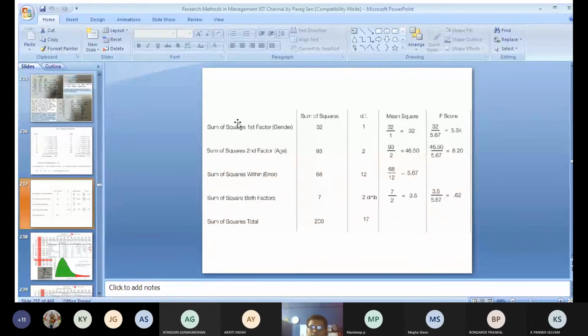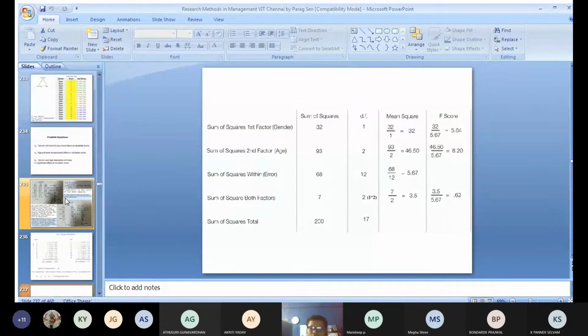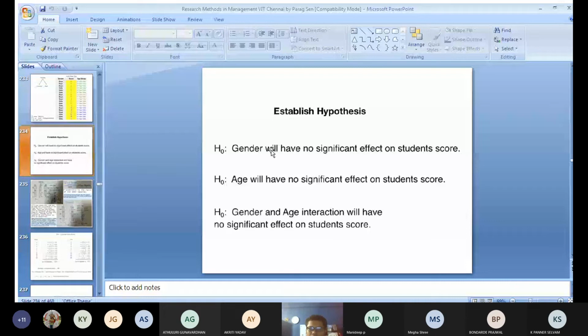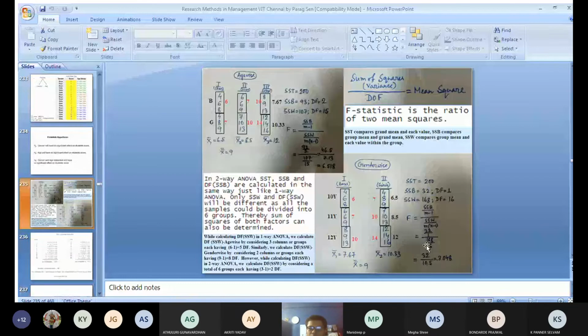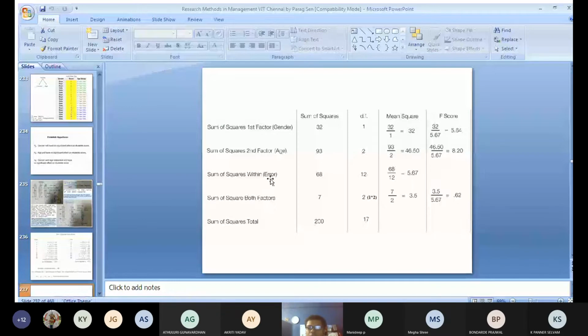So basically you can see the difference, why I was saying that gender will have no significant effect on student score. This hypothesis and this hypothesis belong to two-way ANOVA, not one-way ANOVA, because in case of one-way ANOVA, the denominator will be different as compared to the two-way ANOVA. You can see that 5.67. It was not 5.67, because here the sum of square within error you are considering.